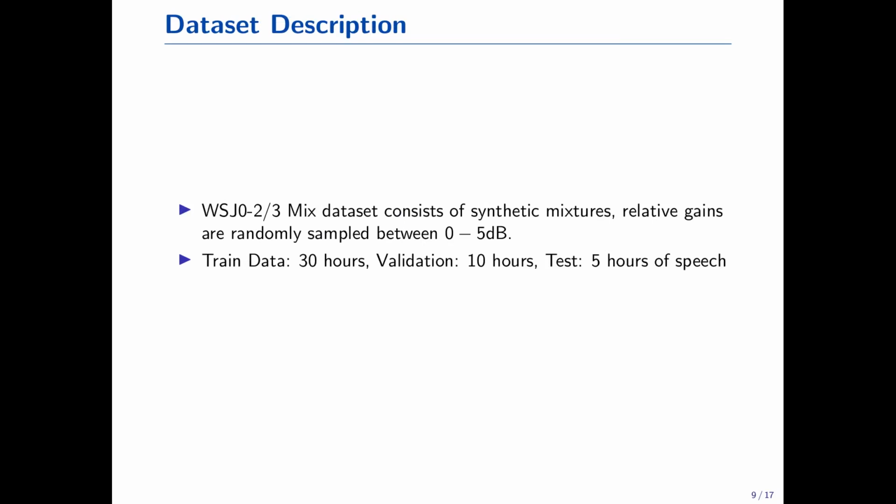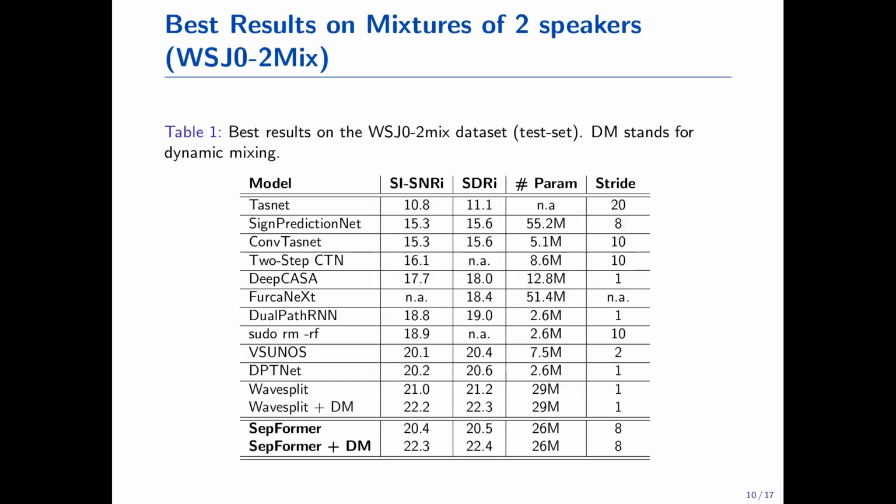Right. So to describe the dataset, we use the WSJ0-2mix and 3mix datasets, which consist of mixtures of 2 and 3 speakers respectively, and the relative gains are randomly sampled between 0 and 5 dB. In this dataset, there are 30 hours of speech for training, 10 hours for validation, and 5 hours for test.